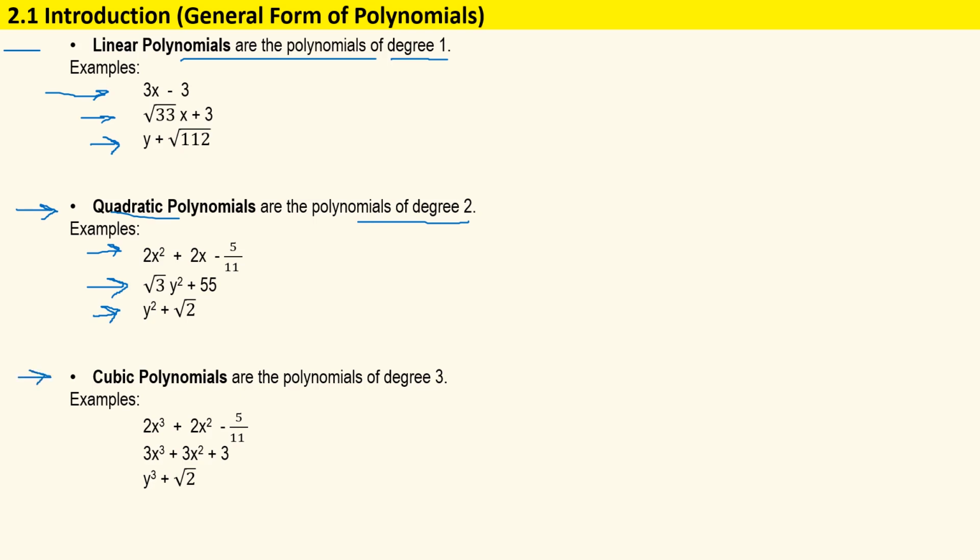Cubic polynomials are the polynomials of degree 3. Some examples are 2x cube plus 2x square minus 5 divided by 11, 3x cube plus 3x square plus 3, y cube plus square root of 2.